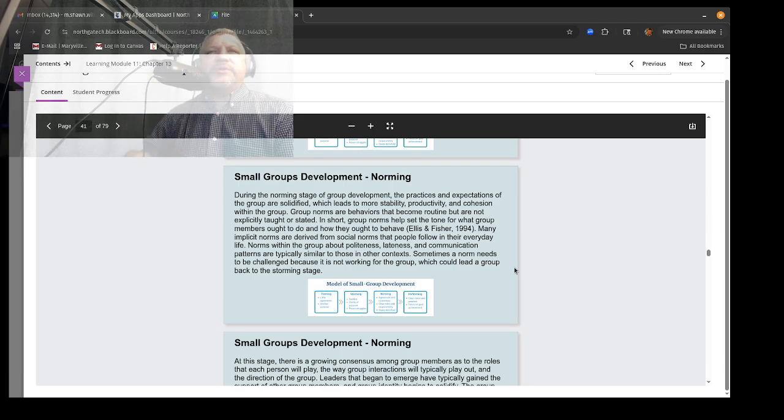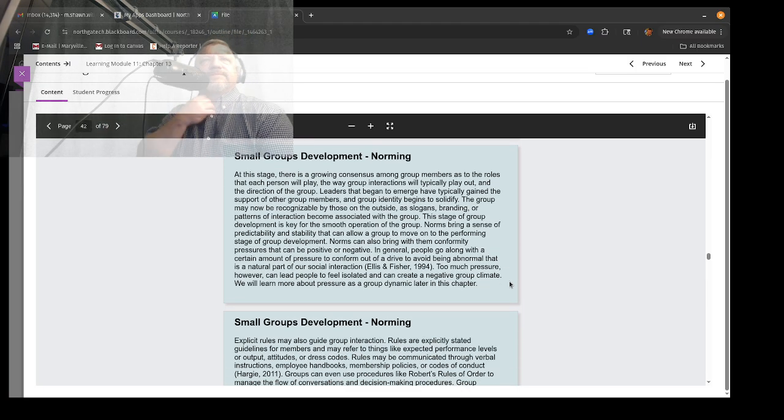This leads to more stability and productivity and cohesion within the group. Group norms are behaviors that become routine, and they don't have to be explicitly taught or stated. In short, group norms are what help set the tone for the group members and what they ought to do and how they ought to behave and how they can get to that solution. It's important because the norming stage leads us into brainstorming, getting ideas, getting solutions to the problem. So the norming stage is an essential part of the group process.